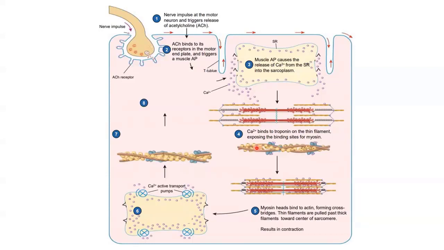Because those myosin binding sites are now exposed, our myosin heads can now bind to actin. They then pull the thin filaments toward the center of the sarcomere, and it's this that is considered muscle contraction. So the thin filaments moving towards the center of the sarcomere causes the muscle fiber to shorten, because the two ends of that sarcomere are getting pulled closer in towards one another.